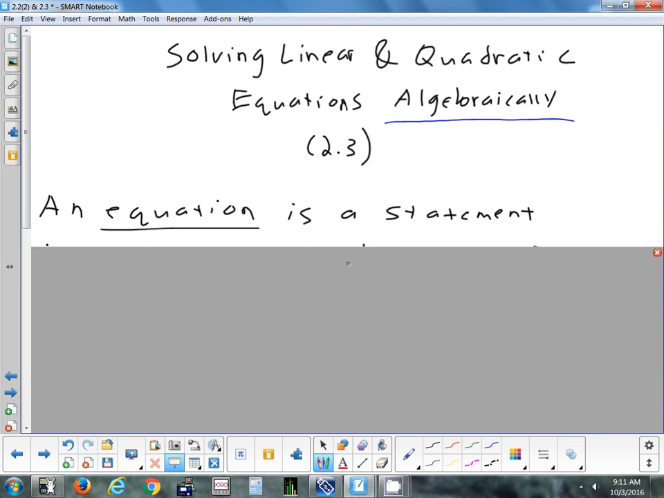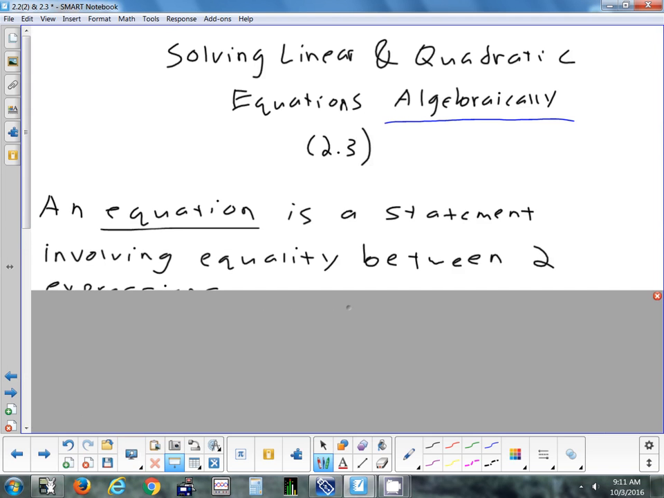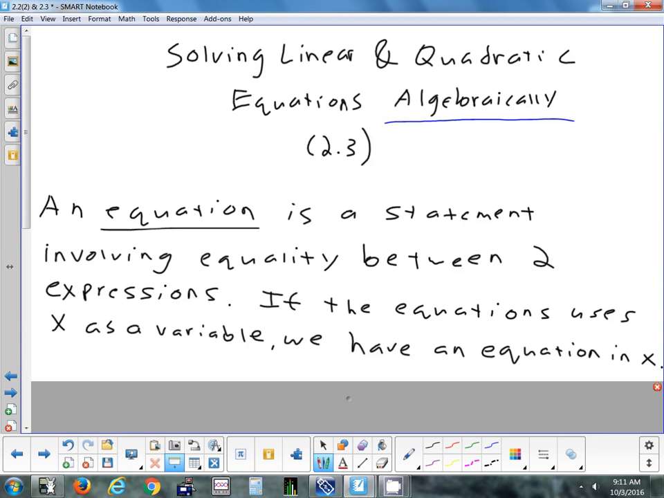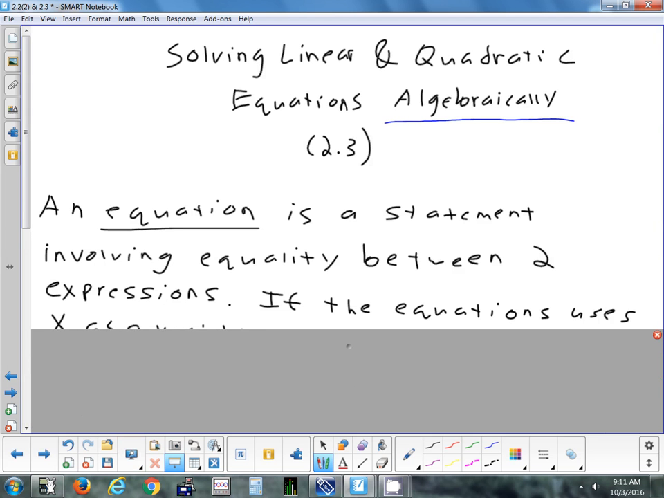All right, in order to have an equation, what symbol do you have to have? Equals. Yeah, you've got to have an equal sign. It's a statement of equality. And you have to have two expressions. So you have an equal sign, you've got something on the left, something on the right, and there's an equation.